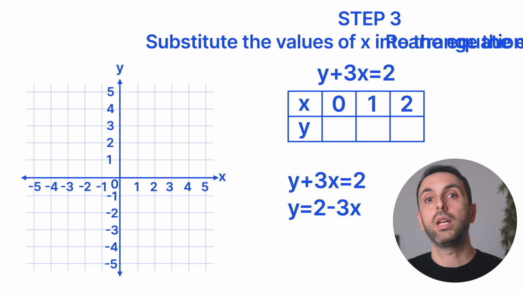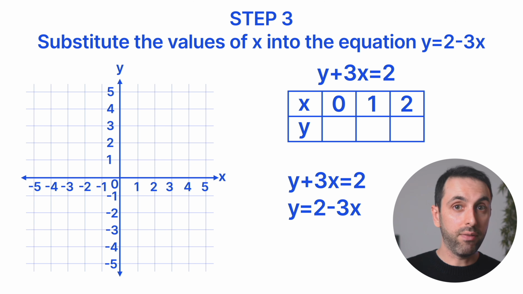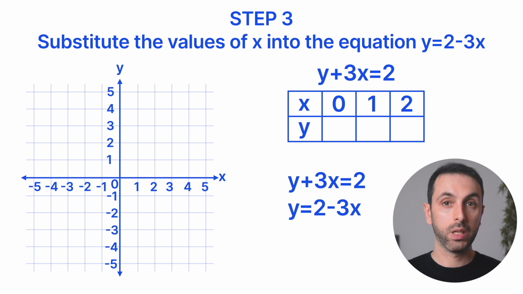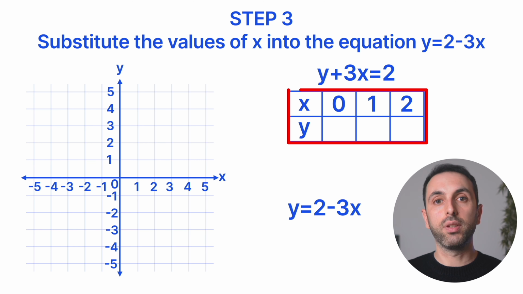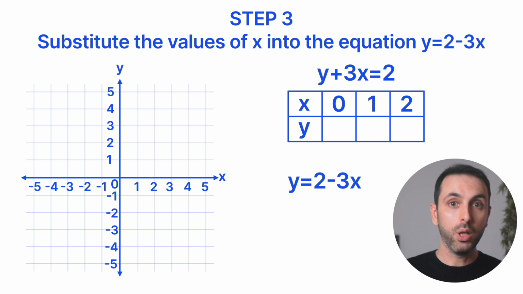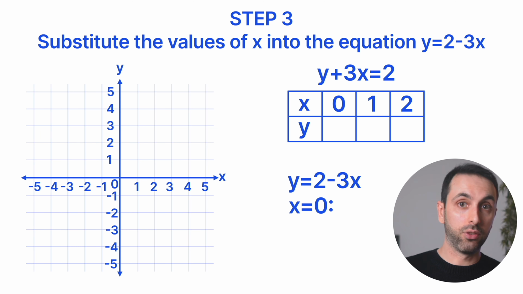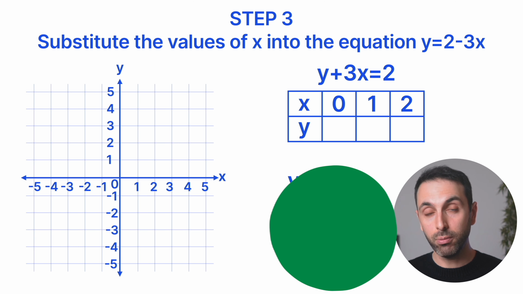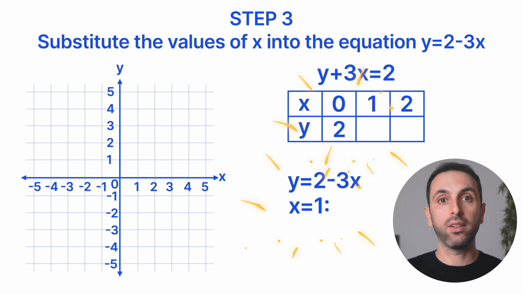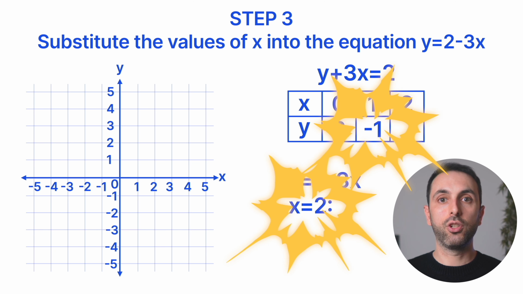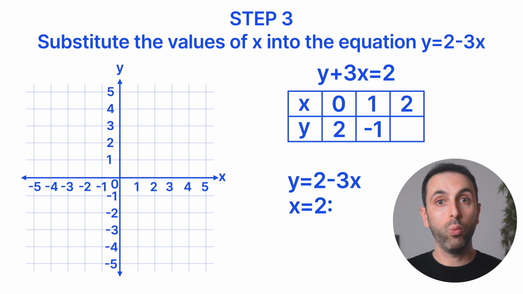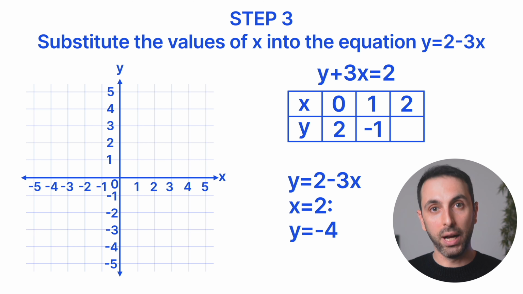Then the third step is to calculate the corresponding y values like we did just before. Like previously, we just work from left to right, then substitute in those x values. So when we substitute x = 0, we get a y value of 2. When we substitute x = 1, we get a y value of -1. And when we substitute x = 2, we get a y value of -4.